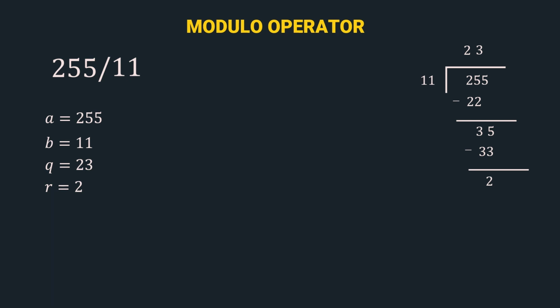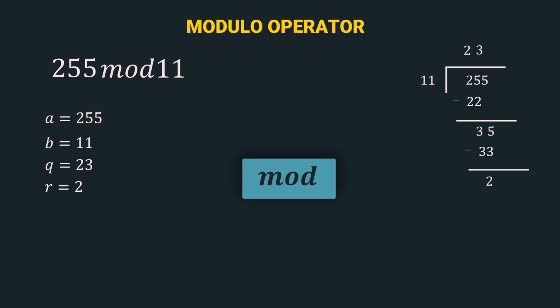Now let's understand what is a modular operator. In cryptography, the modular operator is represented by mod. Now the equation is 255 mod 11. Let's understand the working of the mod operator. The mod operator takes two inputs, that is A, the dividend, and B, the divisor, and it outputs R, that is the remainder. So we can see the modular operator requires three parameters, that is A, B, and R, and it doesn't use the Q.